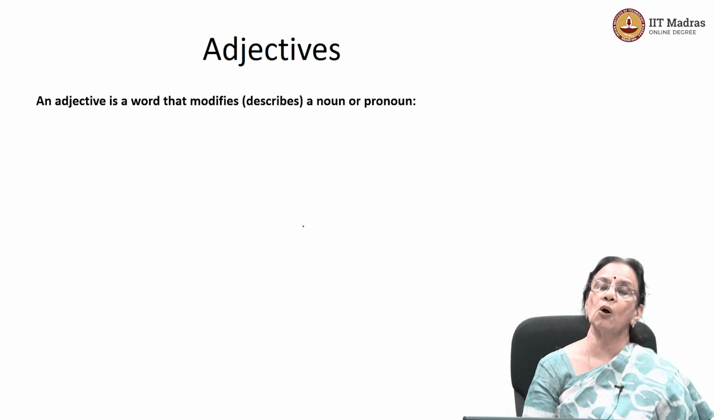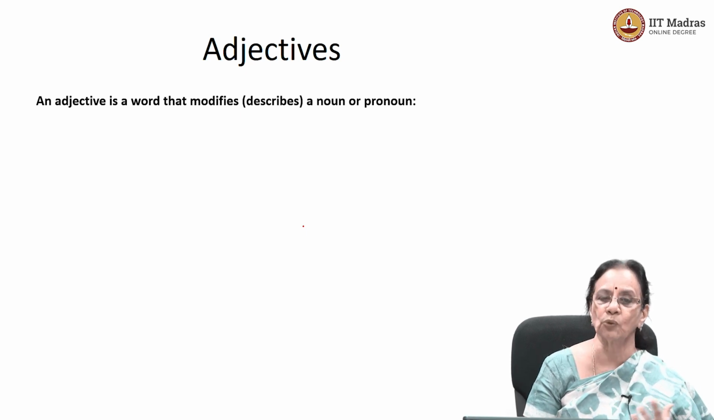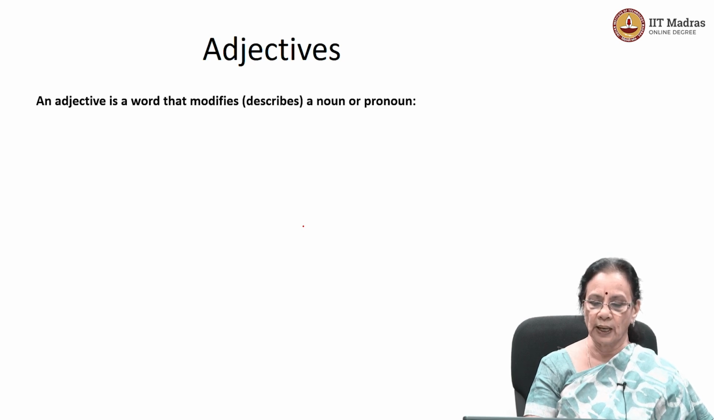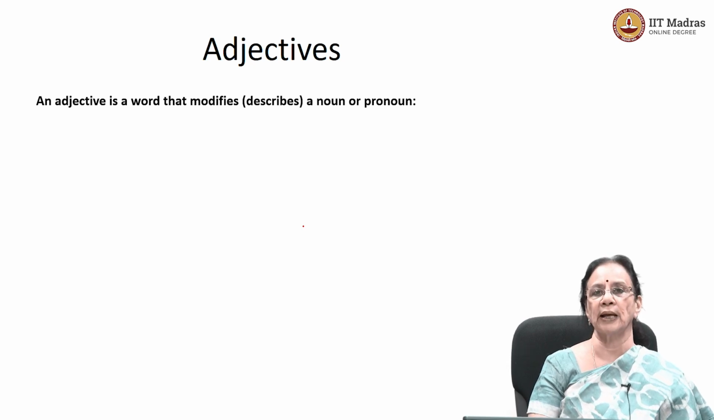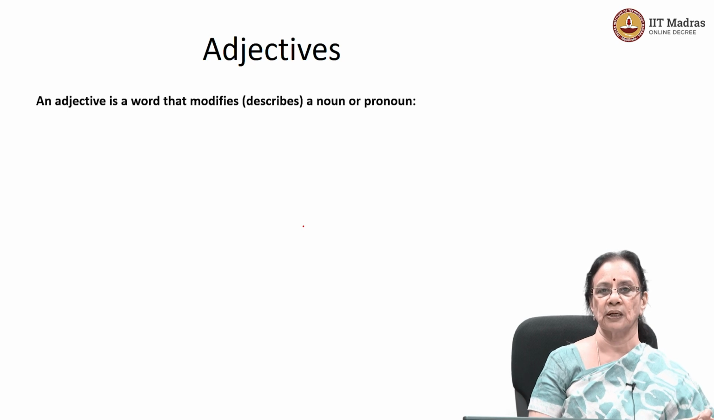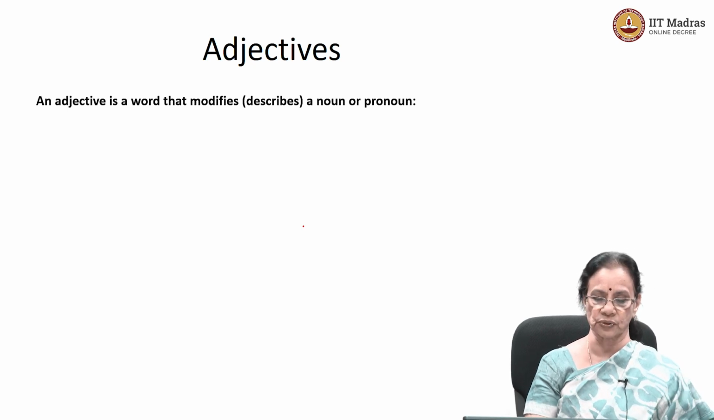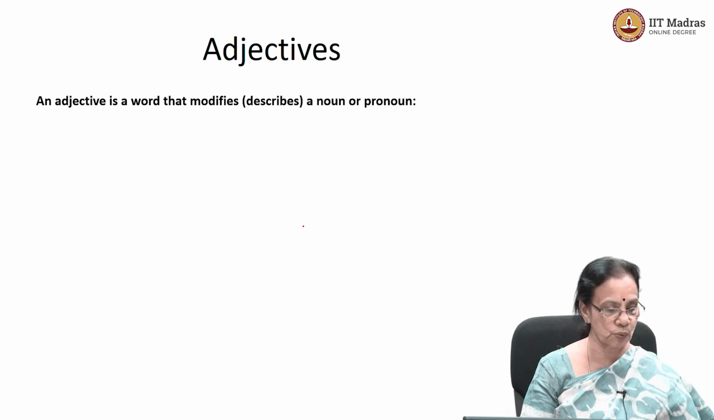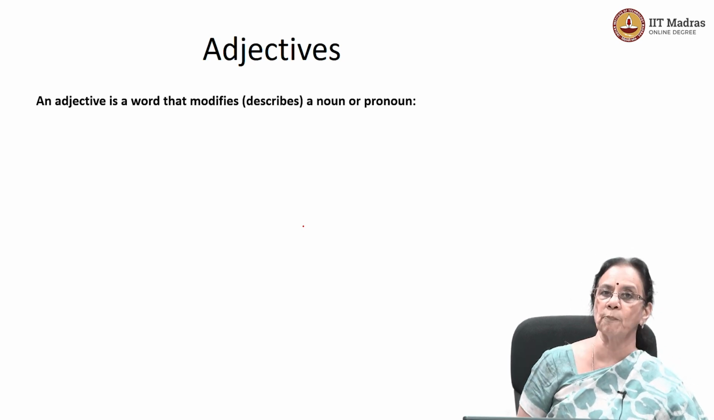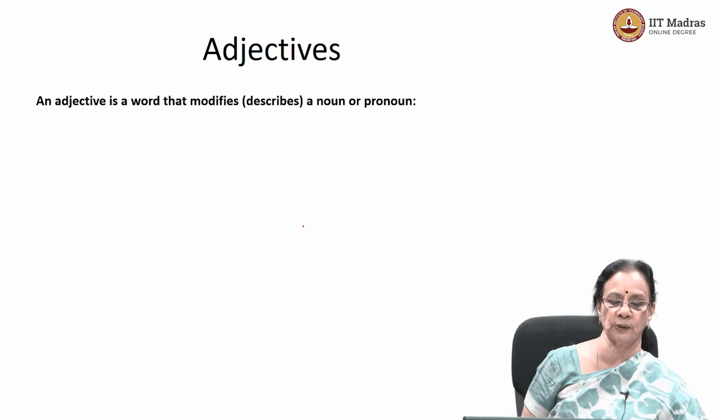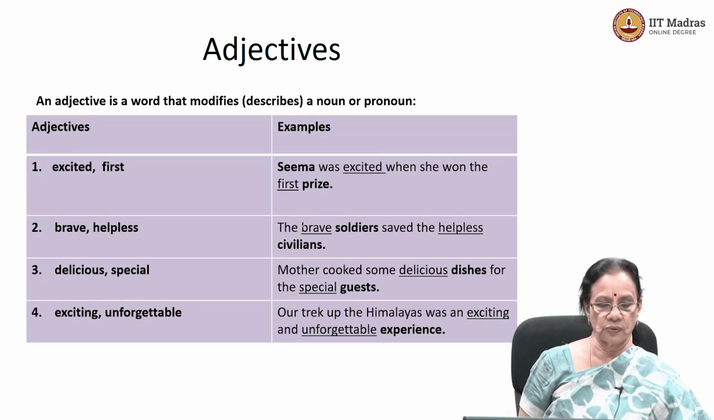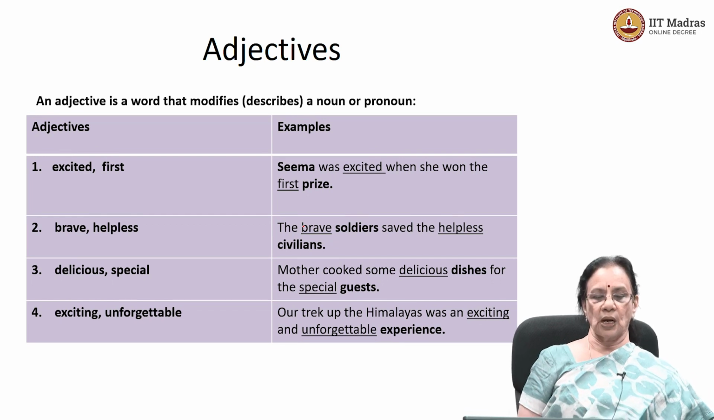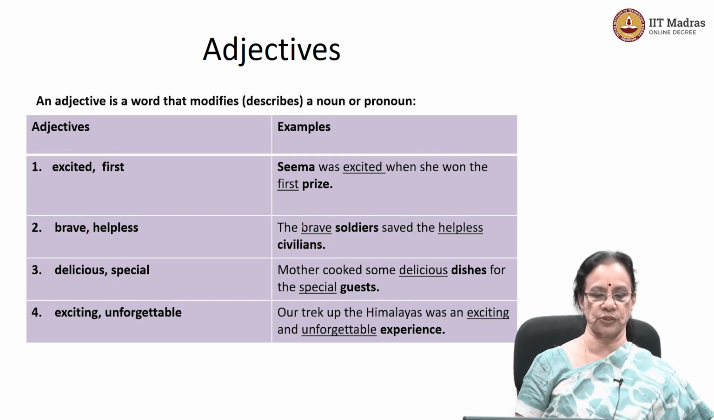And they also bring out the qualities of people, things and concepts. And they can be considered, like we said, like a decoration. It adds life to the sentences, and that is how adjectives work. Let us look at some examples for you to understand them better. Now, we have some examples here. Let us first take the first set of words, like excited and first.